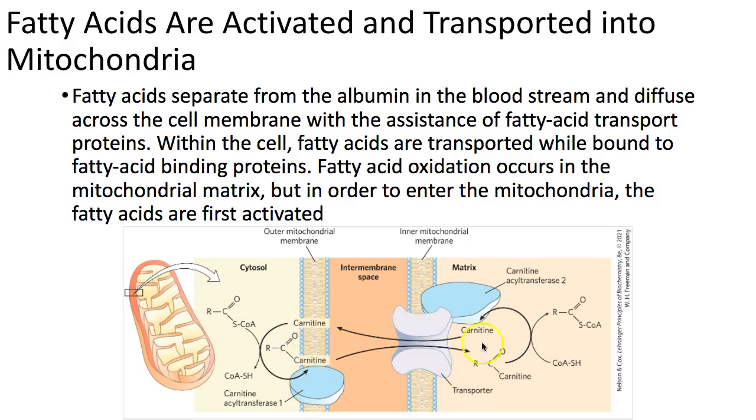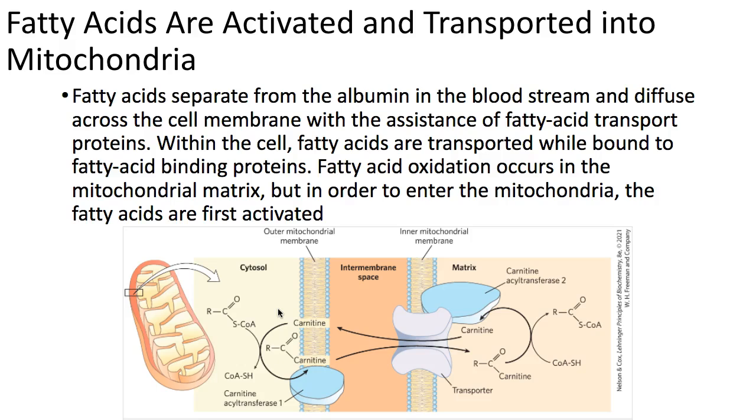once it gets transported into the mitochondria, the fatty acid gets reattached to the coenzyme A, and then from there goes through the beta oxidation, and that carnitine that is now free gets transported back out to the cytosol area to be ready to start the process all over again.